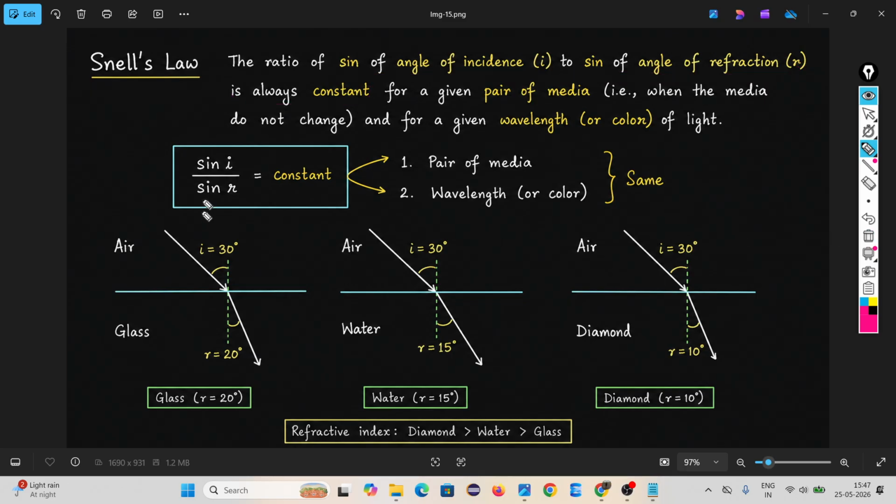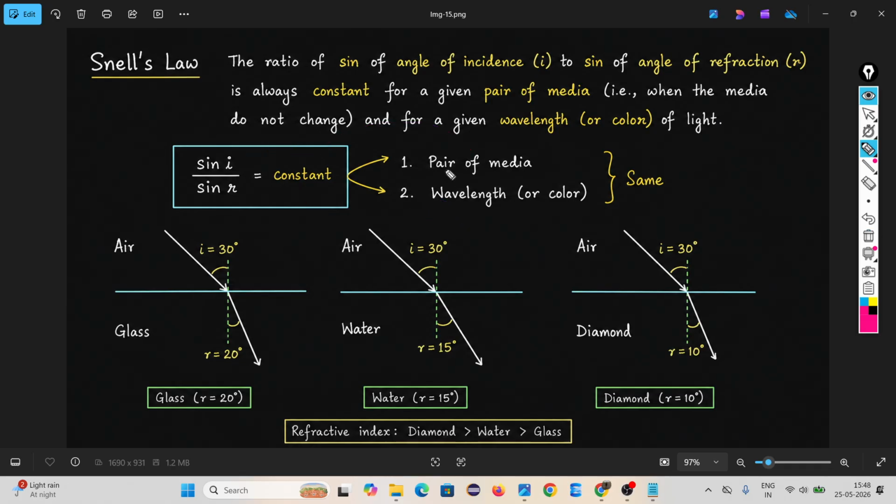I understand sine of i and sine of r are always constant, but there should be two conditions. The first condition is that the pair of media should be the same. If you change the media, then this value will not be constant. And the second one is for a given wavelength or color of light. That means if someone asks you the question, sine of i and sine of r stay constant until you change the media or you change the wavelength of the light.